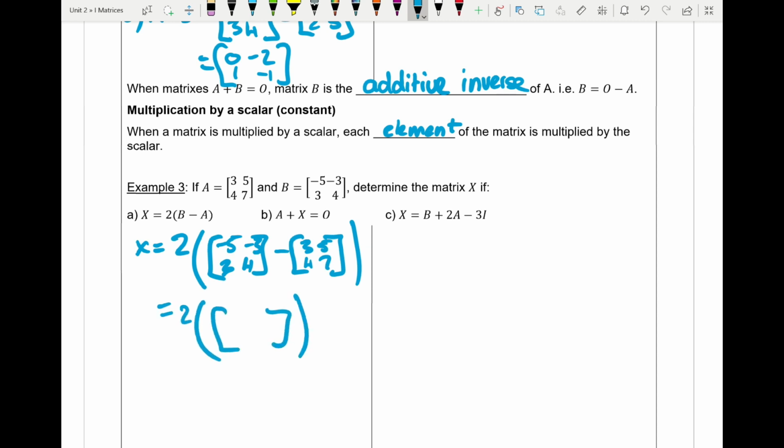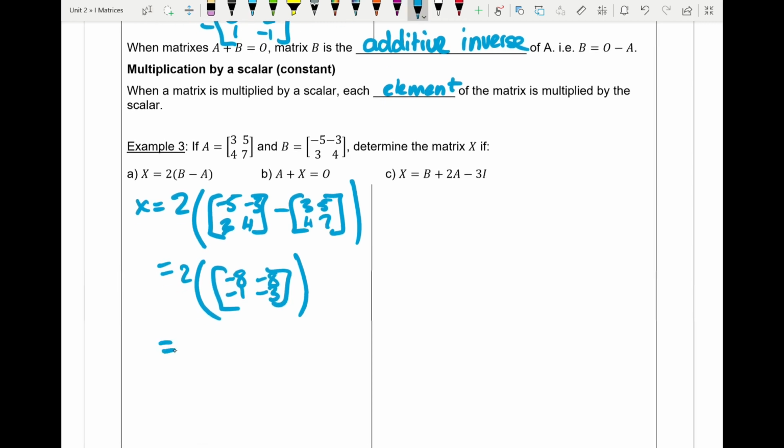So that's going to give us -5 take 3 is -8. -3 take 5 is -8. 3 take 4 is -1. And 4 take 7 is -3. So we then just multiply that matrix by 2. We get -16, -16, -2, -6. So that is part A.